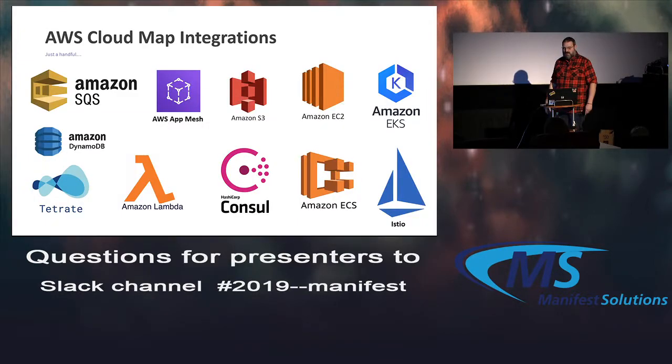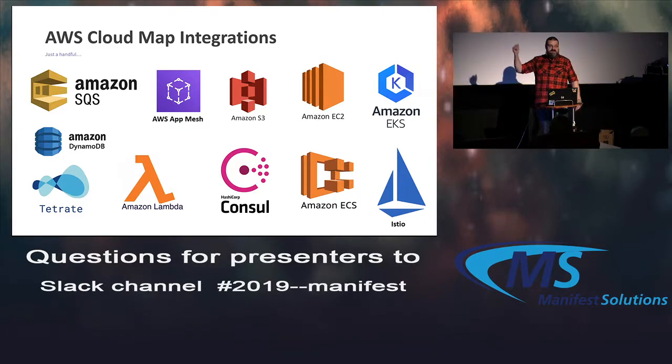And I couldn't even fit all the integrations on one slide. This is everything it integrates with inside Amazon Web Services and externally. It integrates with HashiCorp Consul. You can make Cloud Map your service registry in Consul. You can make it your service registry in Istio, which there is a talk on later today about service mesh and Istio. And then Tetrate, which is also a service mesh. It integrates with all those.